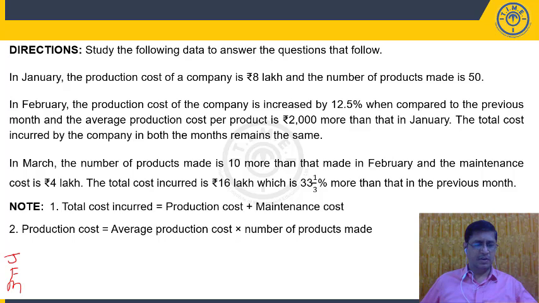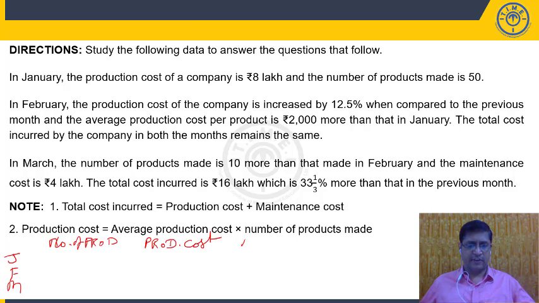So what is the first one? Number of products, and the second one production cost, and the third one average production cost, and the next one is the maintenance cost, and the last but not the least, it is the total.